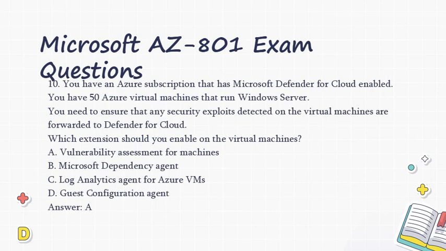10. You have an Azure subscription that has Microsoft Defender for Cloud enabled. You have 50 Azure virtual machines that run Windows Server. You need to ensure that any security exploits detected on the virtual machines are forwarded to Defender for Cloud. Which extension should you enable on the virtual machines? A. Vulnerability Assessment for Machines. B. Microsoft Dependency Agent. C. Log Analytics Agent for Azure VMs. D. Guest Configuration Agent. Answer: A.